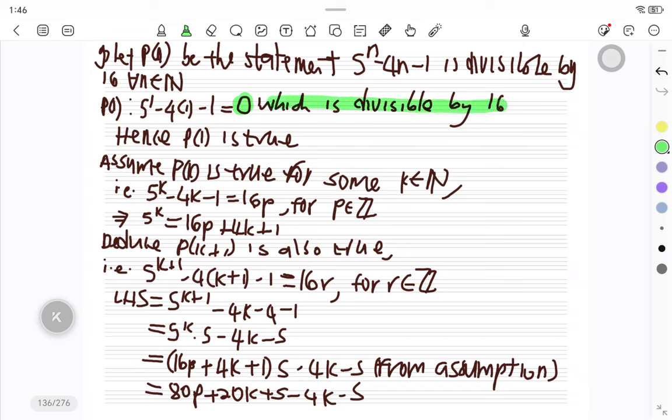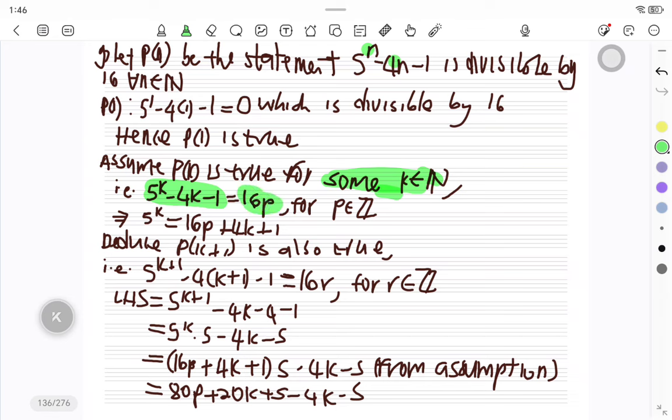Then we assume that P of k is true for some k element of the natural numbers. Then we copy that question, which was 5. Now we replace n by k. We say 5 to the k minus 4k minus 1, which is equal to 16p, if they say it's divisible by 16, for p element of an integer.